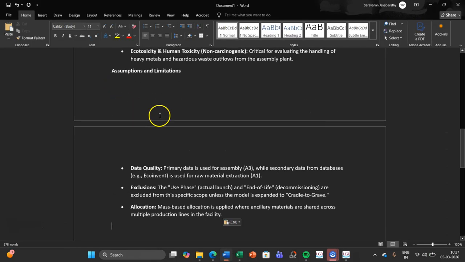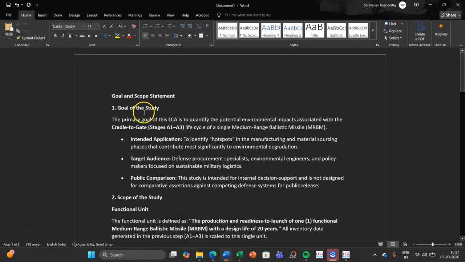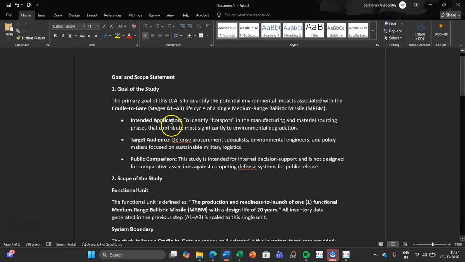So I may attach this file in the description of this video so that you can refer back to it. Goal of the study: the primary goal of this LCA is to quantify potential environmental impacts associated with the cradle to gate life cycle of a single medium range ballistic missile. What is the intended application? To identify the hot spots in the manufacturing and material sourcing phases that contribute to the most significant environmental degradation. Who is the target audience? Defense procurement specialists, environmental engineers, policy makers focused on sustainable military logistics.